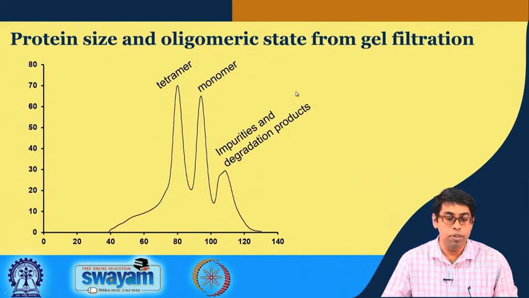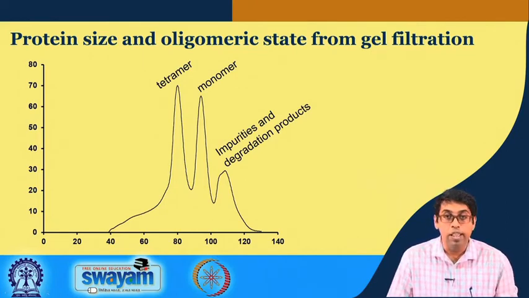This is one example of a protein which exists both as a monomer and a tetramer. There is a dynamic equilibrium between monomer and tetramer. At the concentration at which this gel filtration was done, some of the protein was in monomeric state and some was in oligomeric state. What we see here is 3 peaks. The first peak belongs to the tetramer because larger molecules elute first. The second peak belongs to the monomer, and the third peak is for degradation products and also some impurities.